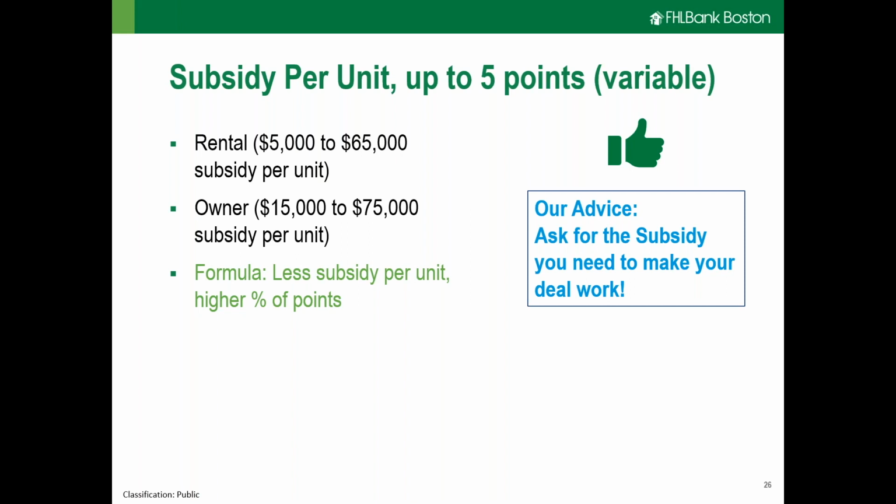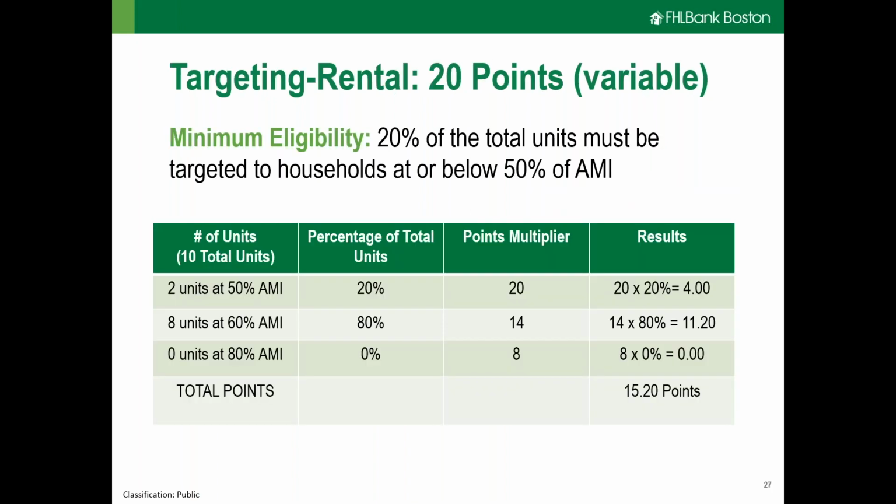Ask for the subsidy that you need to make your deal work. AHP really only comes around once a year, and you can't modify your award without reapplying later. So don't try to make it work to max out your points here. Just tell us what you need, and the score will be what it is. And so with that, I am going to turn it over to Kathleen to take off with targeting and some of our last few scoring categories.